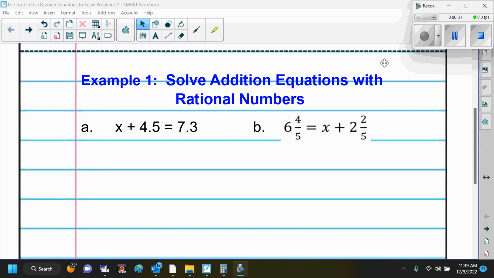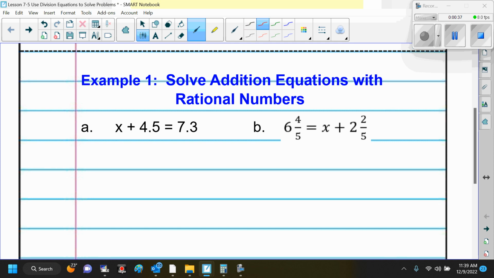Now the process is the same, okay? You're going to cover up what you're solving for. We're solving for x. That means we want to get rid of the positive 4.5, right? This is an addition equation. The inverse of addition is subtraction. So we're going to subtract 4.5 on both sides.